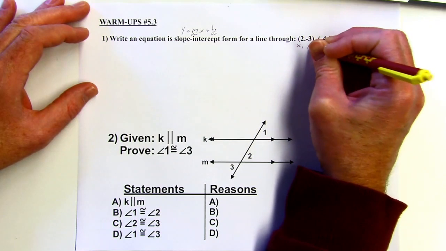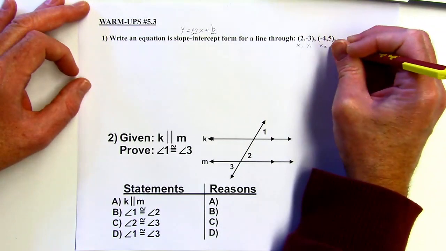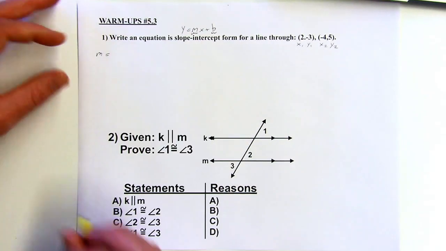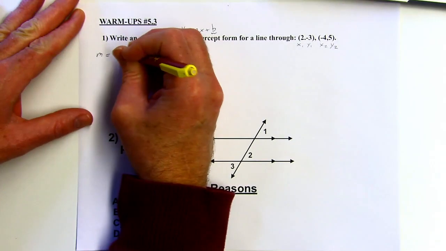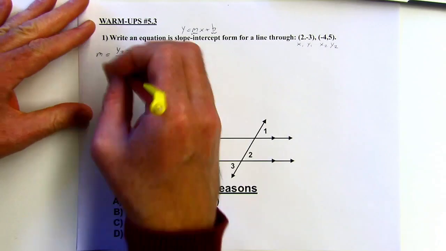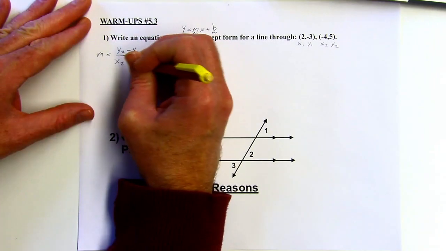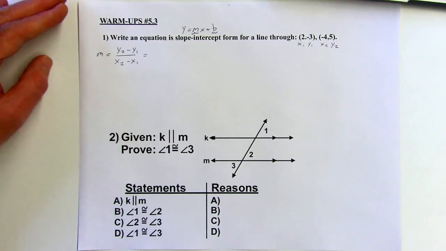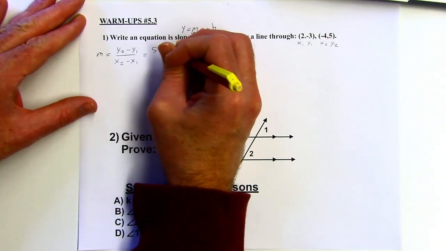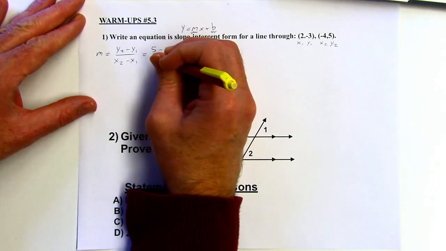And if I think of this as my first xy pair, and this can be my second xy pair, the slope formula, we're going to subtract the y's in the numerator. So I got y sub 2 minus y sub 1, and in the denominator, I subtract the x's. Okay, so let's plug those in. So I've got 5 minus negative 3 on top. Got a double negative there. On bottom, I've got negative 4 minus 2.